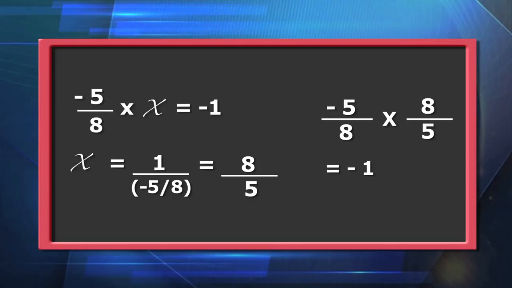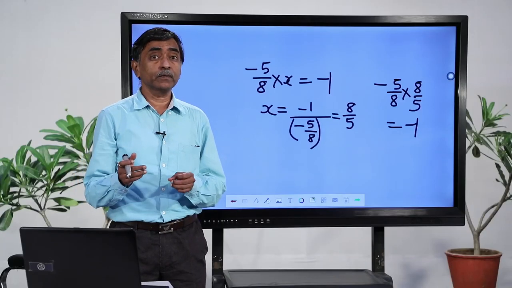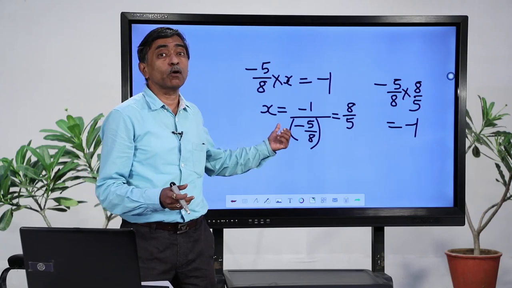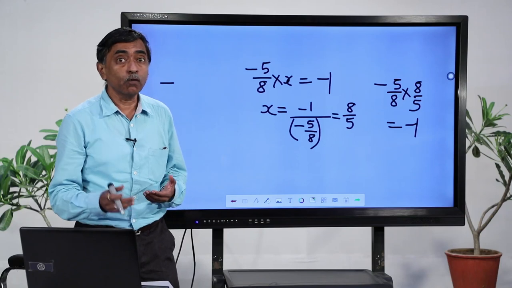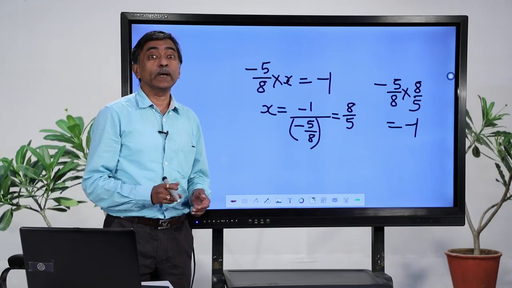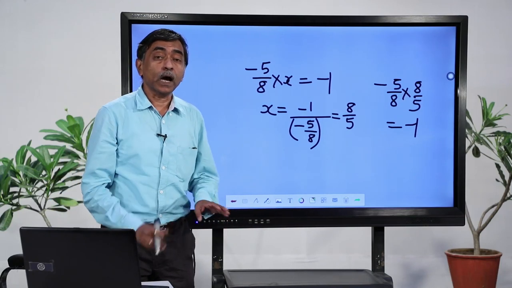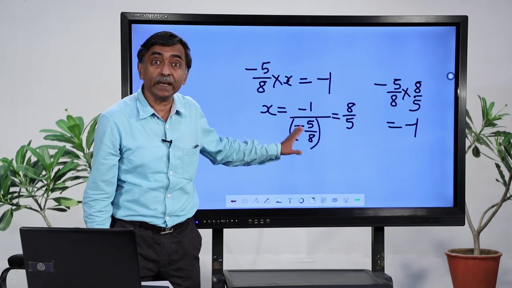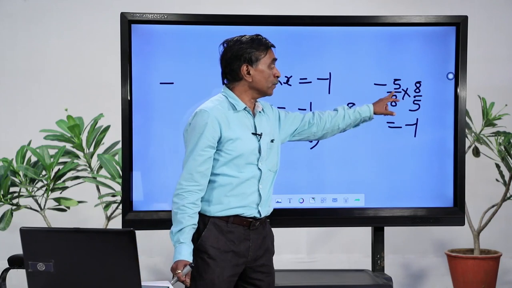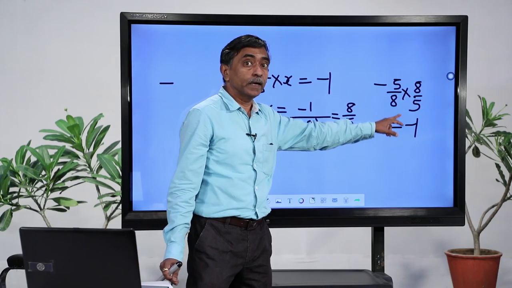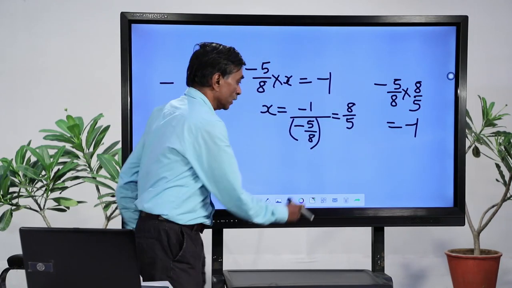So, we solve the equation. We suppose a number to be x, solve that particular equation, but while solving the equation, since the multiplication operation is there in between the two, you have to take appropriate care of dividing both sides by minus 5 by 8. And then of course, after establishing this, try to check whether your answer is correct or not. So, I have checked it, I have multiplied minus 5 by 8 to 8 by 5, and you know the multiplication process, you get minus 1 here.